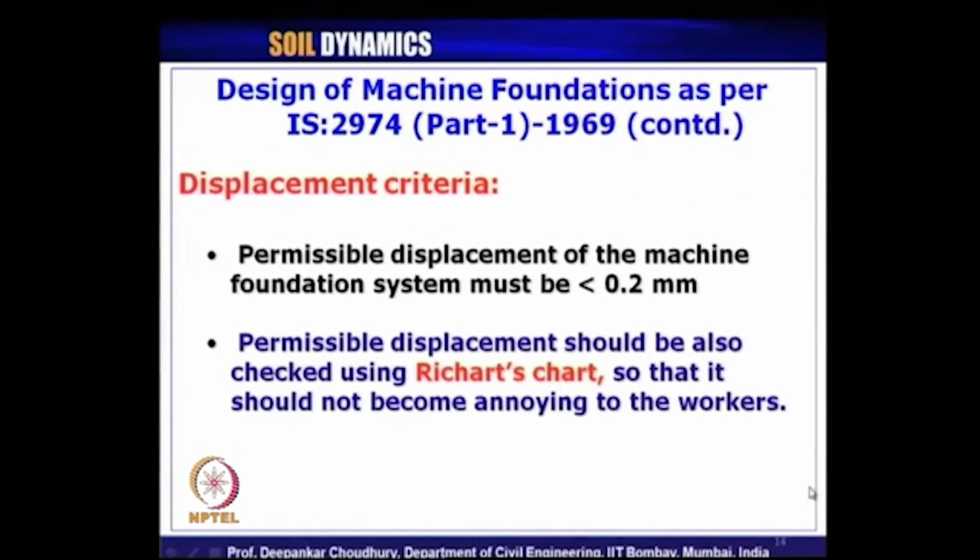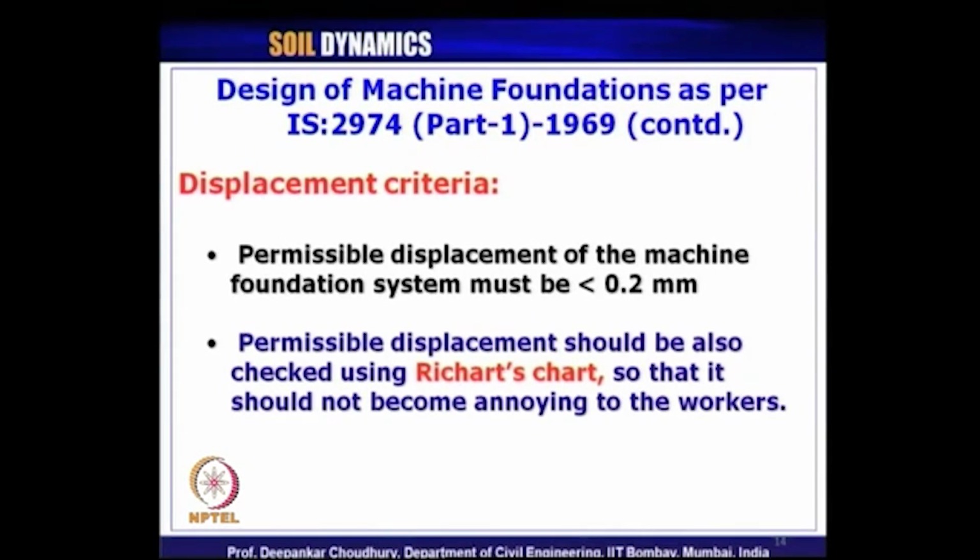In the third criteria, as per our IS code, it says displacement criteria. In that case, the permissible dynamic amplitude of displacement should be always less than 0.2 millimeter.